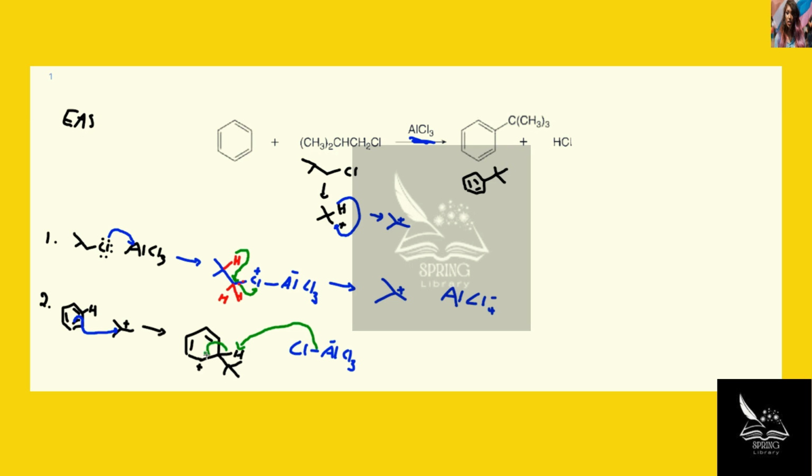So then you reform your pi bond on your benzene ring to reform the aromaticity and form the product of interest. This pi bond's reformed. You get your alkyl substituted benzene, but now you form HCl and you reform your acid catalyst.